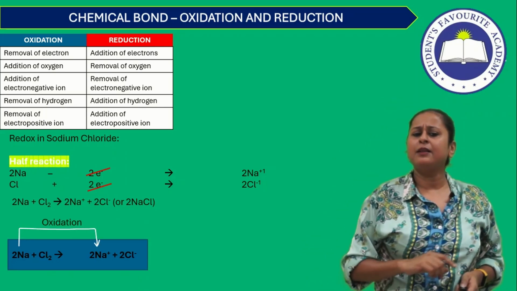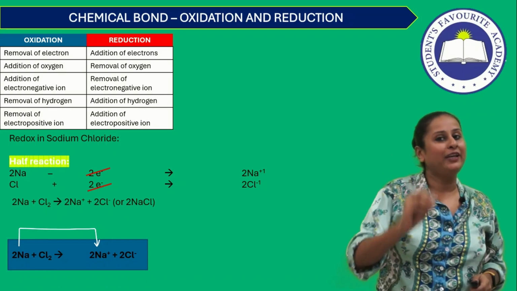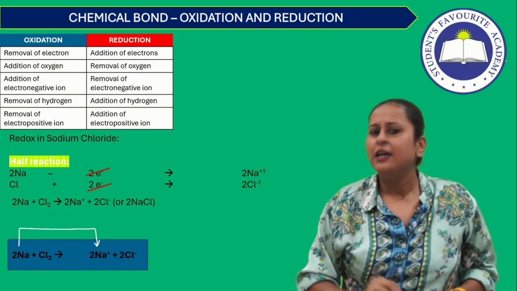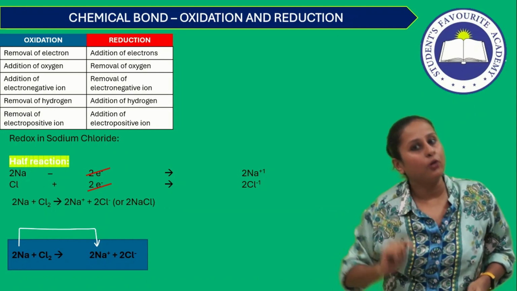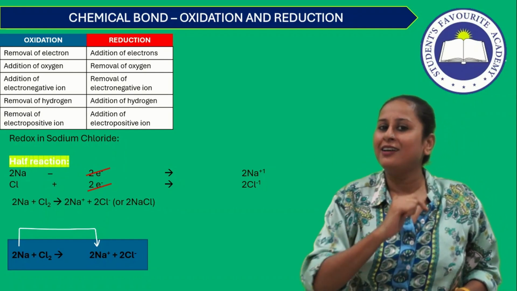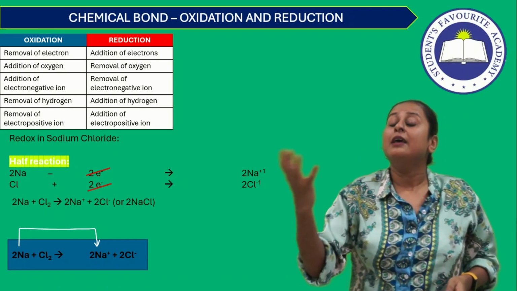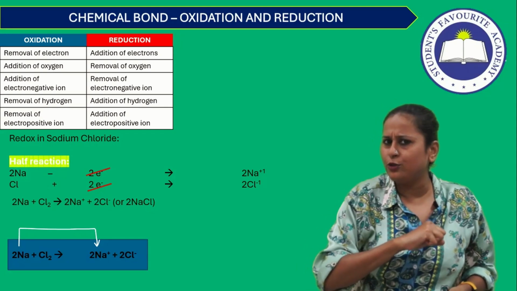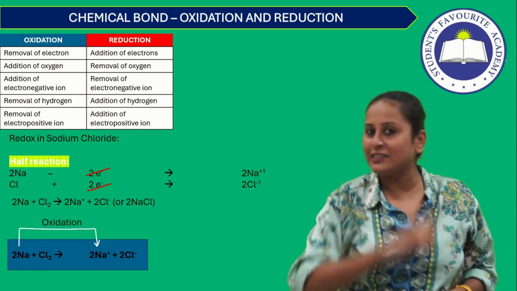So another example, you can look at the formation that I have shown you over here. Sodium plus chlorine forms sodium chloride. When you look at the conversion of sodium to sodium chloride, what is that conversion? Something is added to sodium. What is added to sodium? Chloride ion is added to sodium. So it is the addition of an electronegative ion. What does that mean? Oxidation.